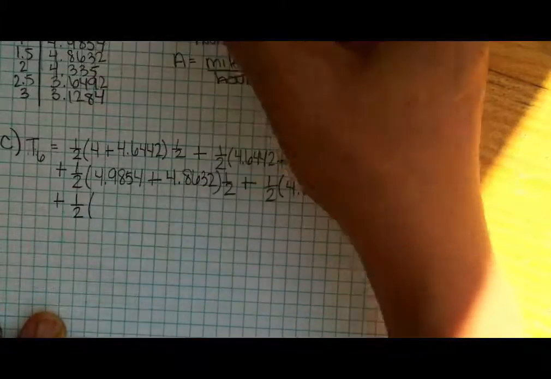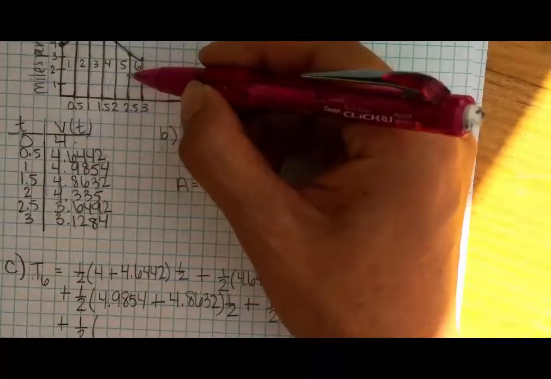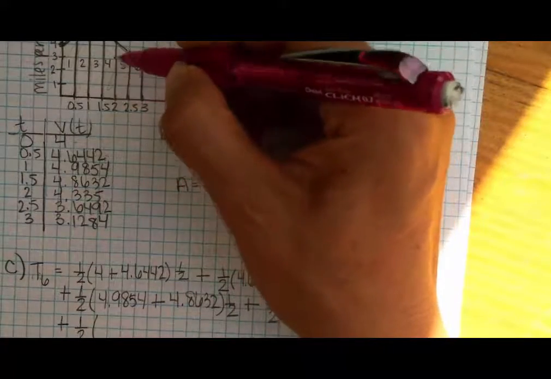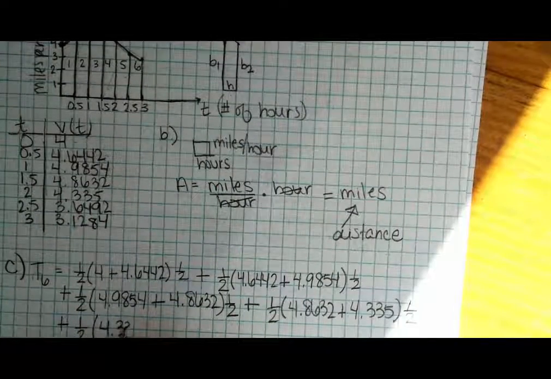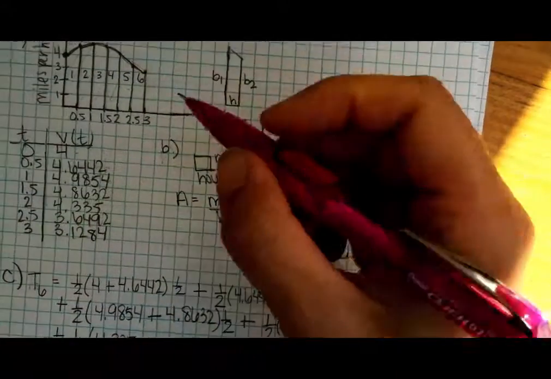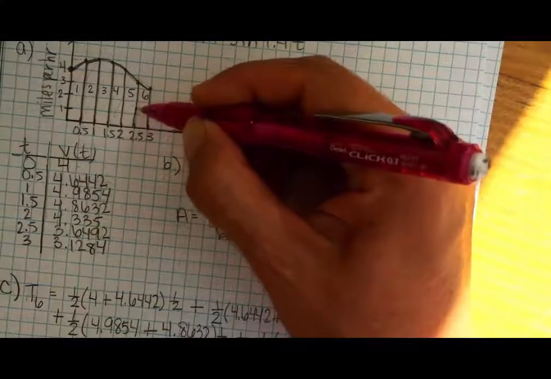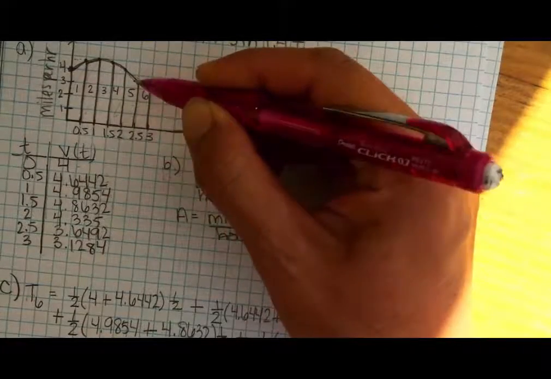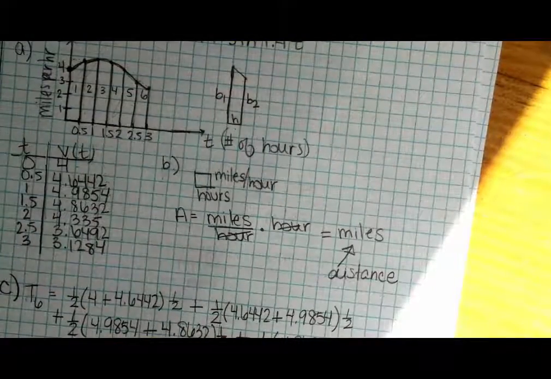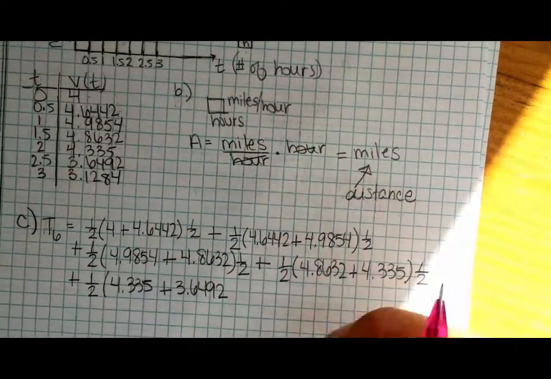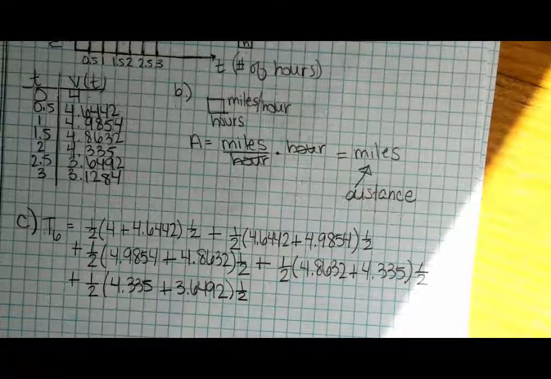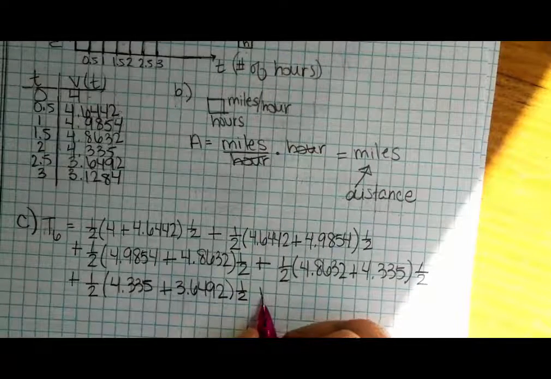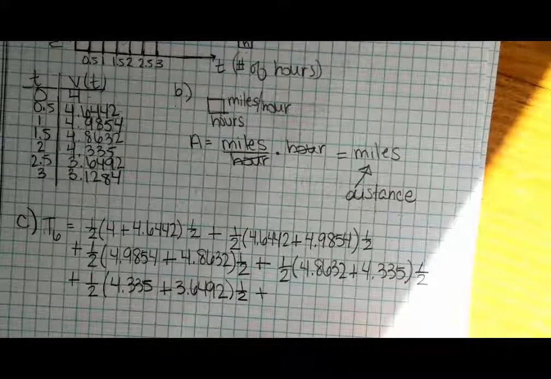Okay, so I'm on my 5th trapezoid. The first base is going to be that output at 2, which is 4.335. Plus, now that second base is going to be the output at 2.5, which is 3.6492. Multiply that by 1/2 because that's my height. And I've got one last trapezoid. Why don't you guys pause the video, see if you can get it by yourself.